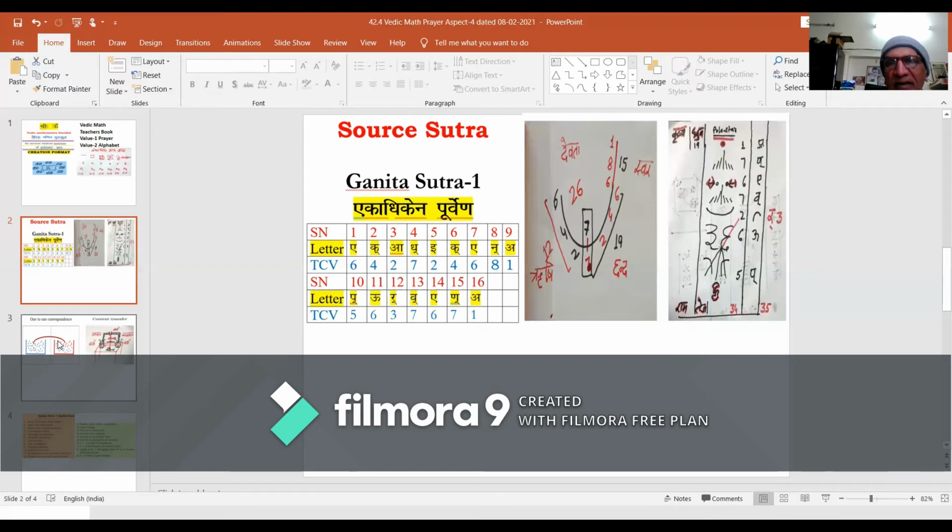Ekadhikain and Purvain are two distinct formulations. This pair of formulations also have their distinct mathematical domains. Both together have the integrated mathematical domain. The distinct features of these domains will be visited at subsequent steps.